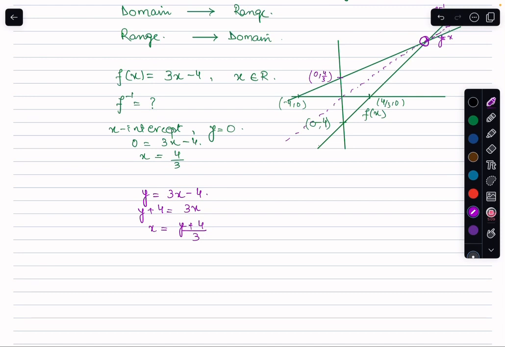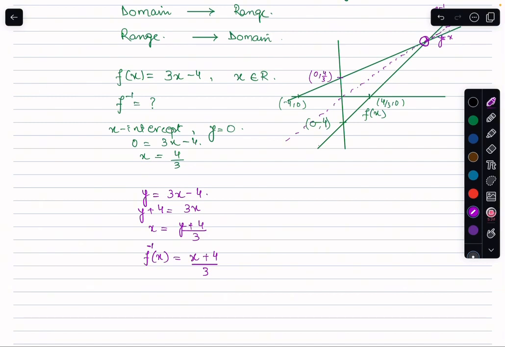Now again repeating, x becomes y becomes x, domain becomes the range becomes the domain. Therefore, I can now say that y is my function and x becomes the domain value, which is x plus 4 divided by 3. So this is actually going to be the f inverse function here.